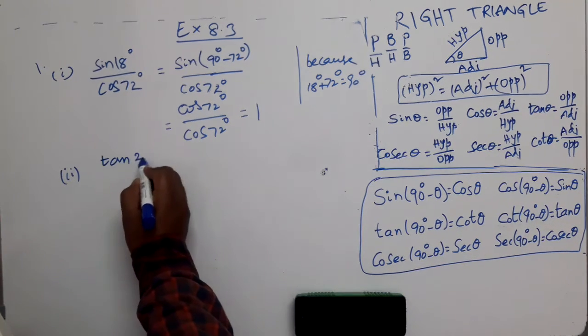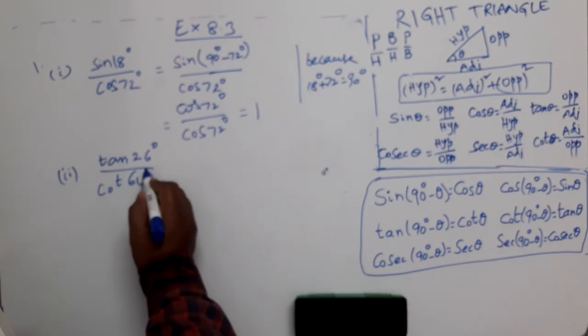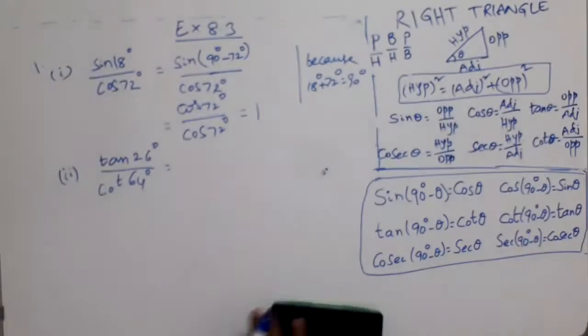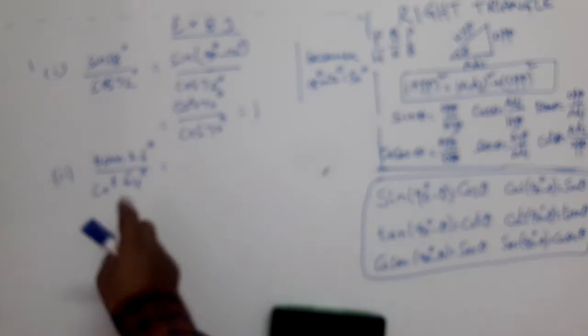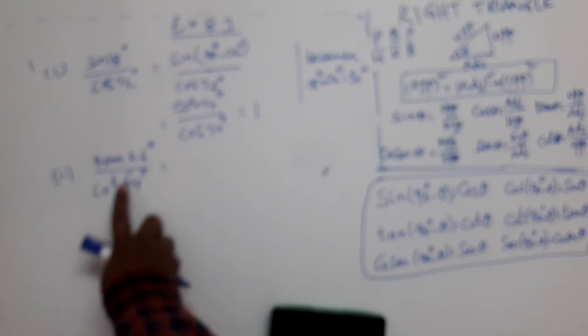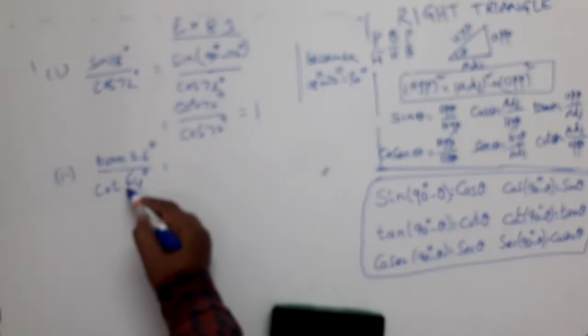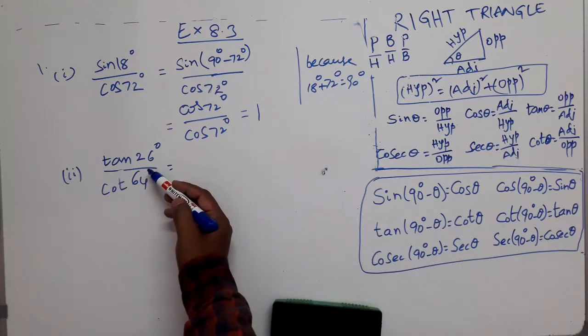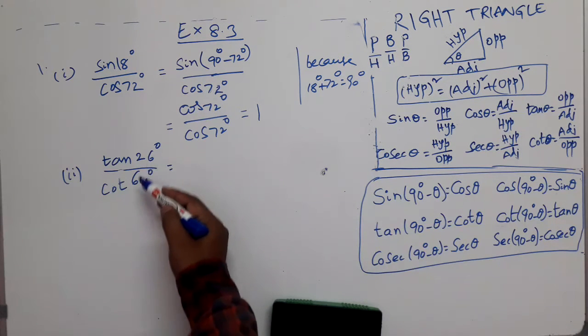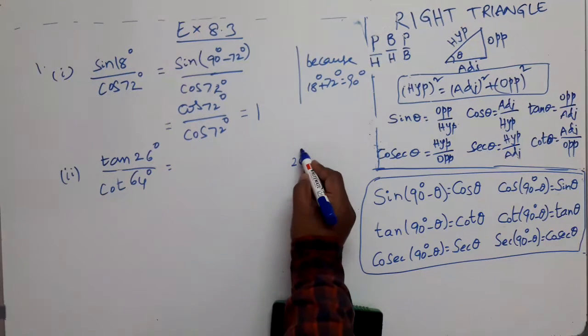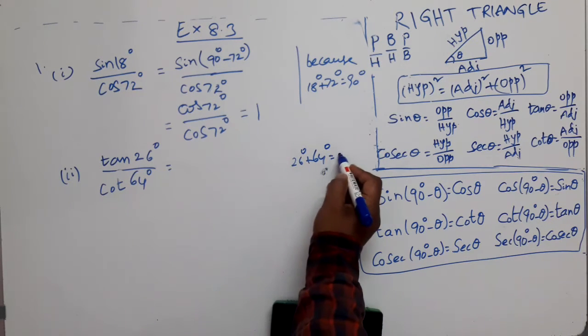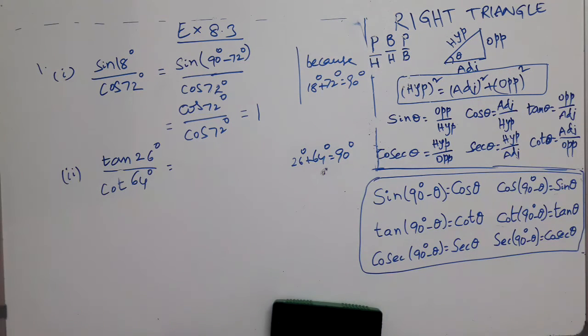Tan 26 degrees upon cot 64 degrees. You are supposed to find the value of this. In the same way, what have you observed? You don't know the value of tan 26 degrees directly. You don't know the value of cot 64 degrees also. But you have observed that there is a relation between these two angles. What you have observed is that the sum of these two angles is 90 degrees. 26 degrees plus 64 degrees is how much? 90 degrees. They are complementary angles of each other.